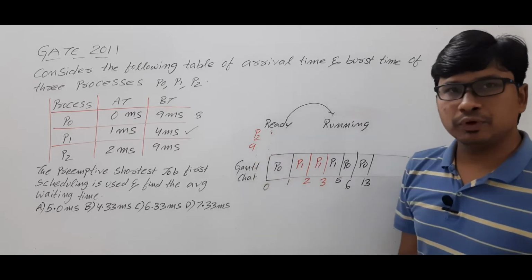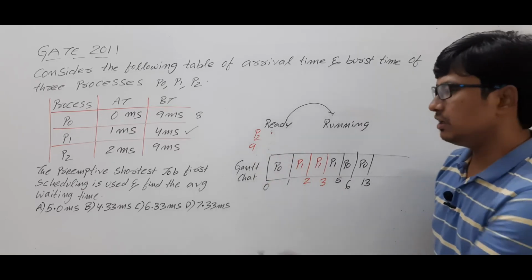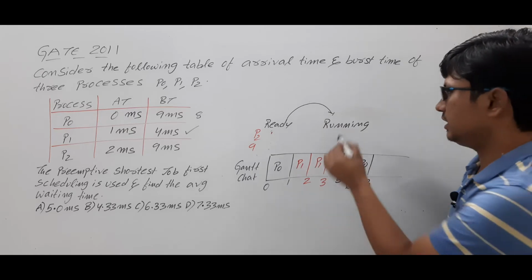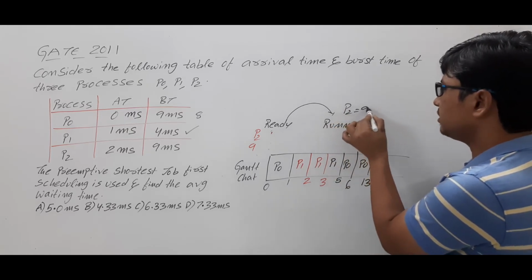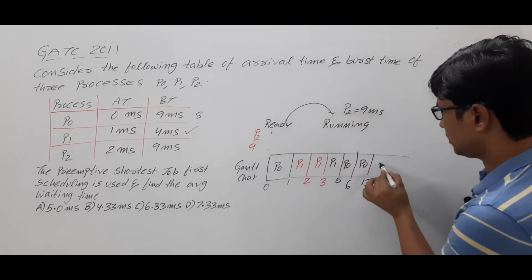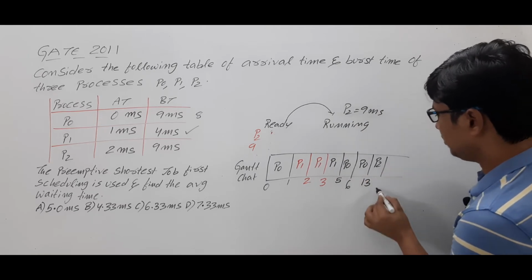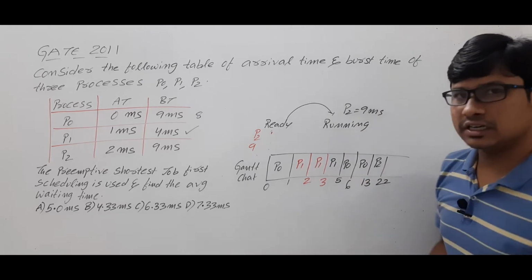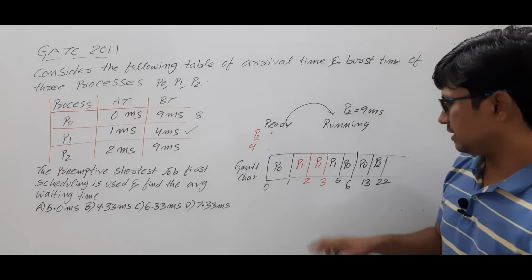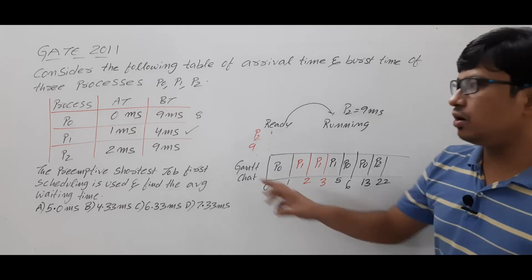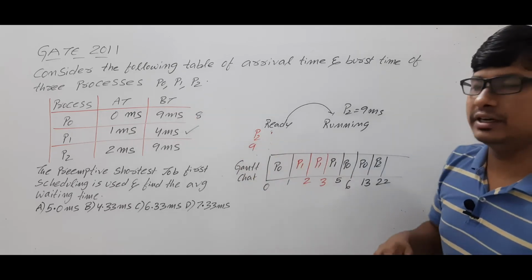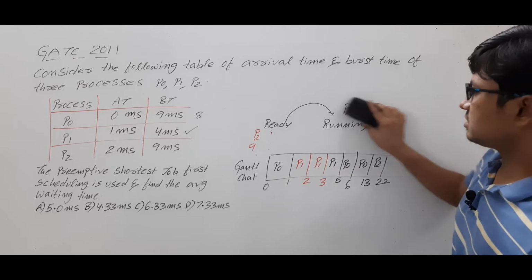Then the only process in the ready state will be dispatched to the running state, and it will be executed for 9 milliseconds. Process P2 will execute from 13 milliseconds to 22 milliseconds. At 22 milliseconds, all three processes have completed their tasks.